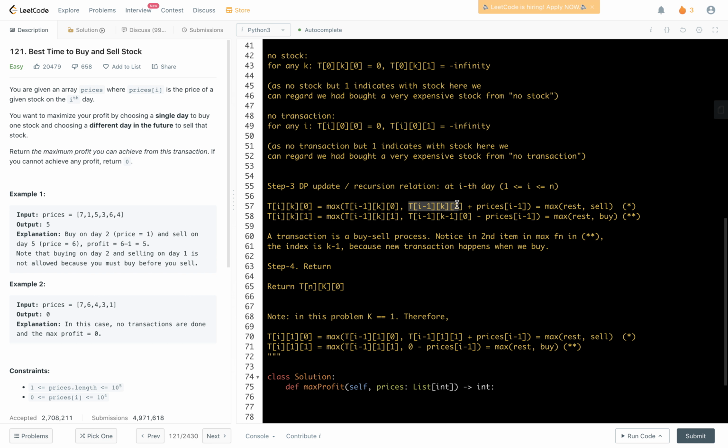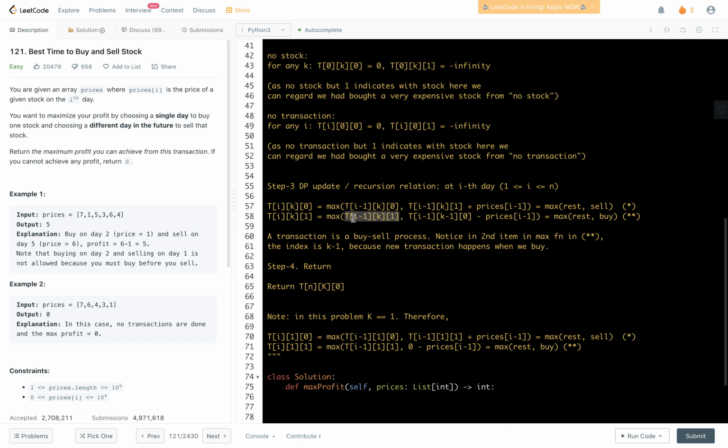This means at day I, we do nothing because at day I-1 we do not have stock. Or at day I-1 we have stock, we can choose to sell and gain some profit at day I. So this is the second item in the max function argument. So the equation 2 is TIK1.